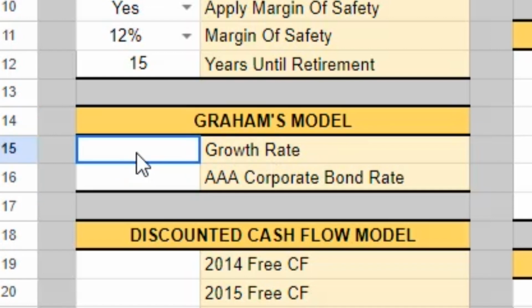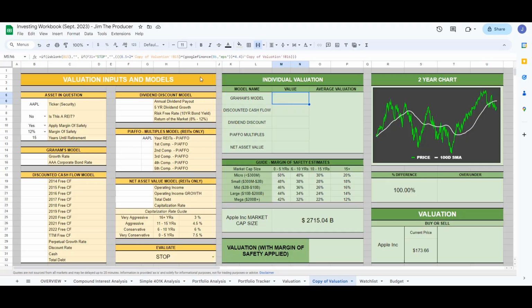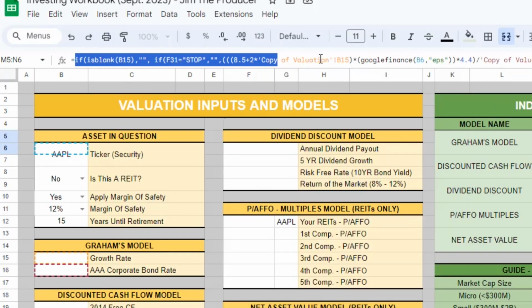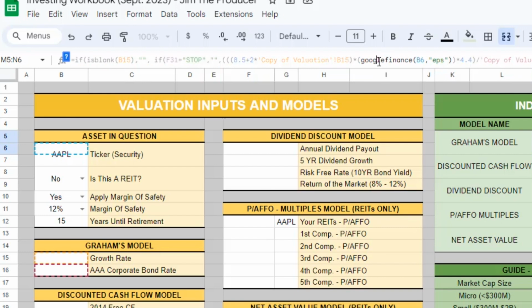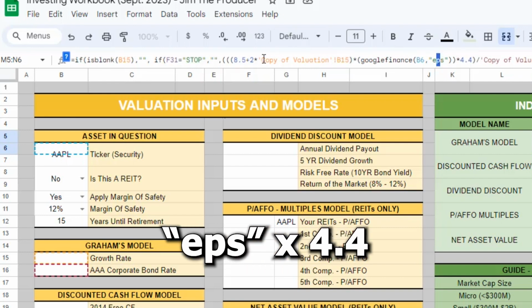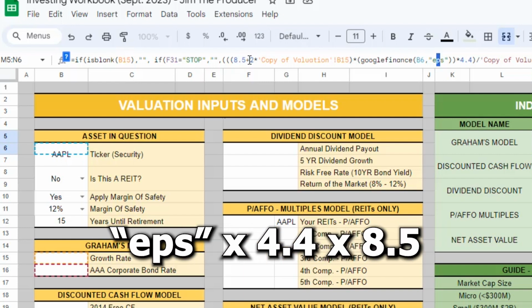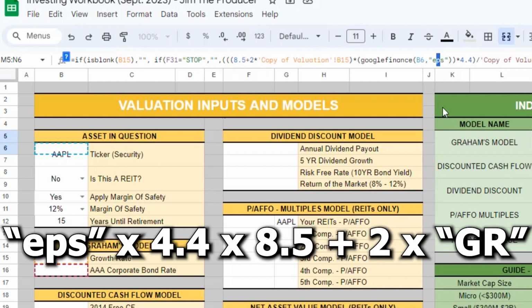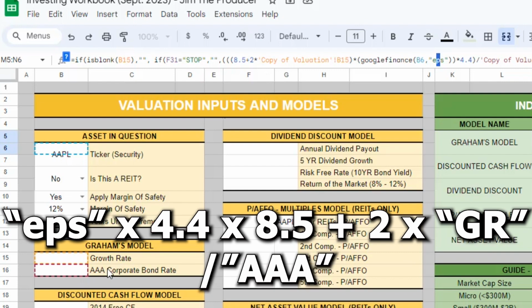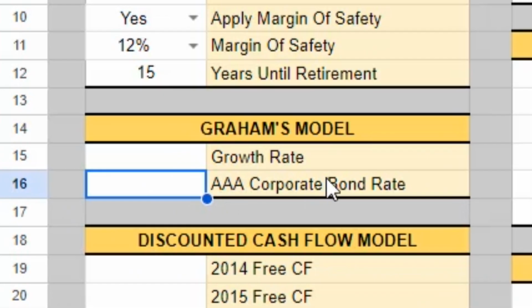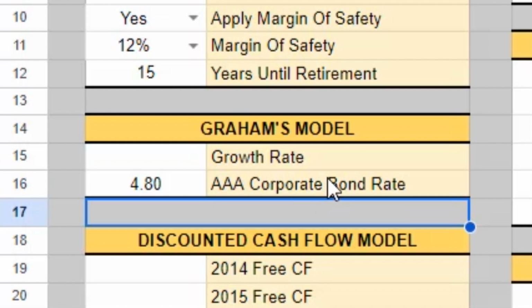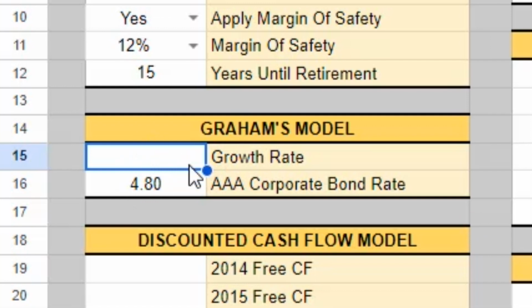And for this calculator, all you need is two figures right here. And the calculation for Graham's model is built in this formula right here. It simply takes the earnings per share, multiplies by 4.4, multiplies that by 8.5 plus 2 times the growth rate, and divides that by the AAA corporate bond rate. And the AAA corporate bond rate is a quick Google, but it's sitting around 4.8. And when you do this, you do not put in percents, you just put in the decimal place.